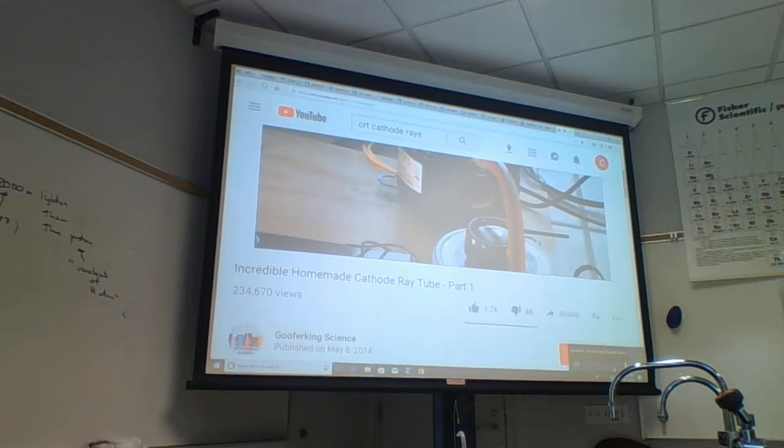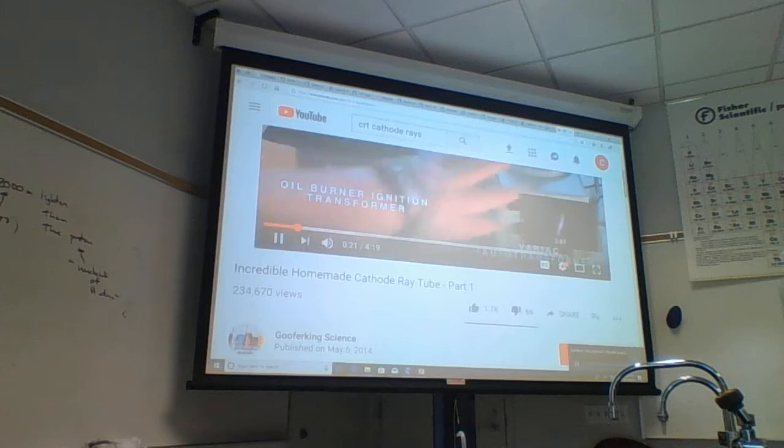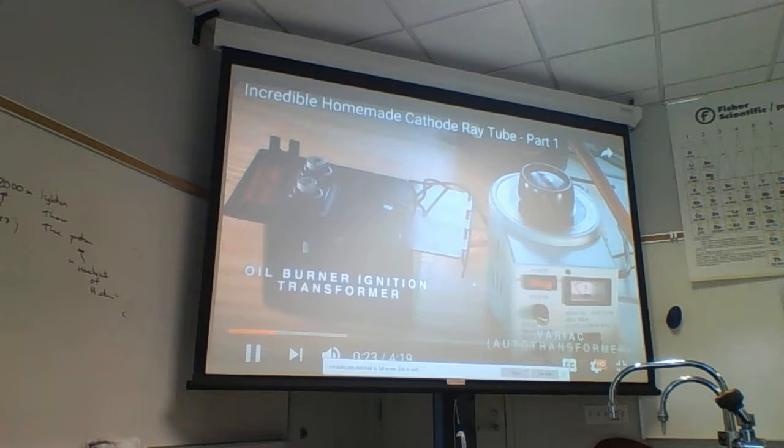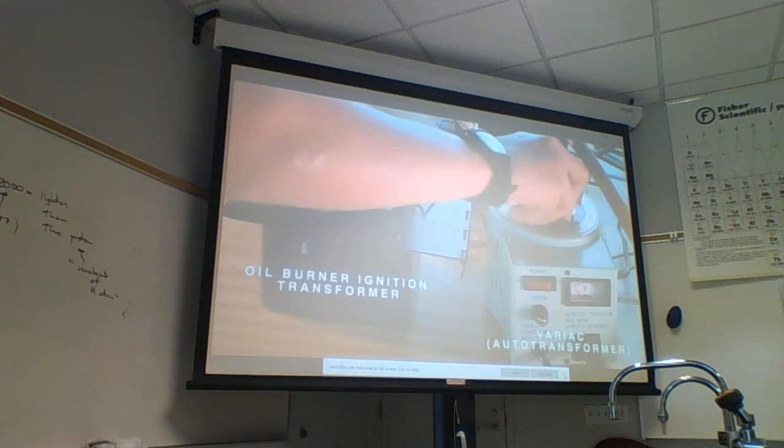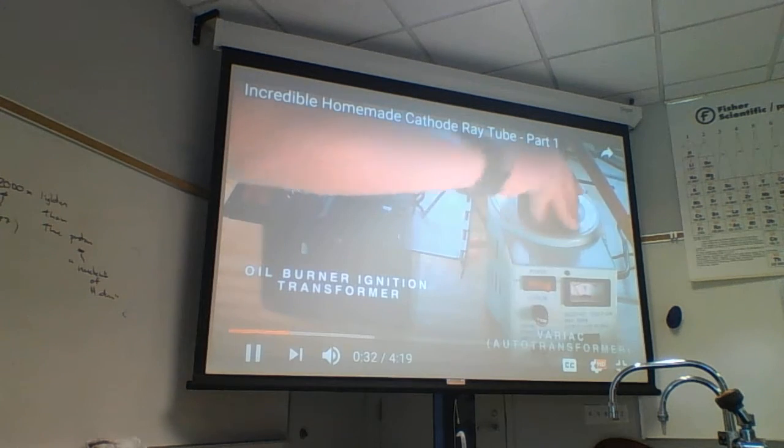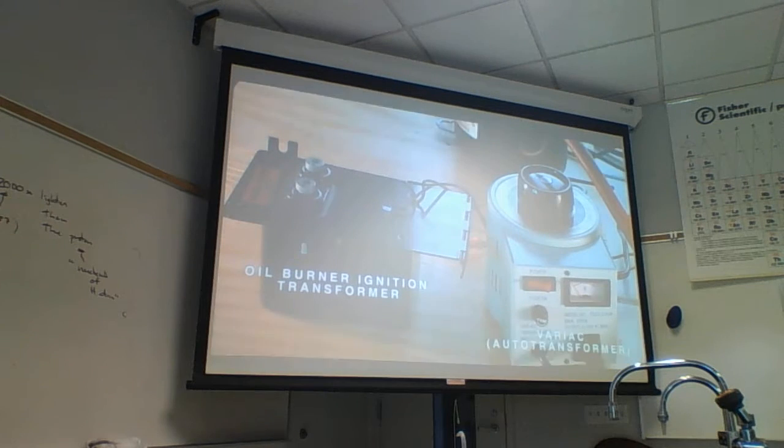The vacuum pump I'm using here is made out of an old refrigerator compressor. The power supply is made using a variac and an oil burner ignition transformer. The variac, also known as an autotransformer, allows you to vary the voltage coming from the wall outlet without altering the waveform. The output of the variac goes directly into the oil burner ignition transformer.